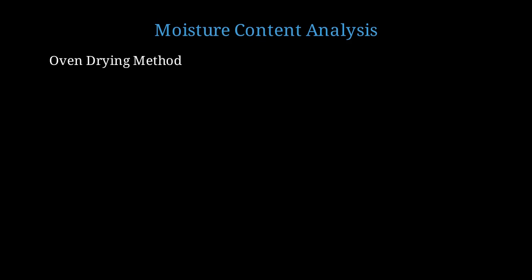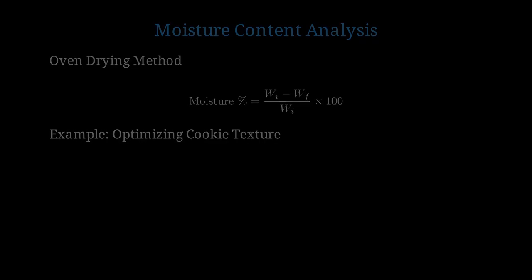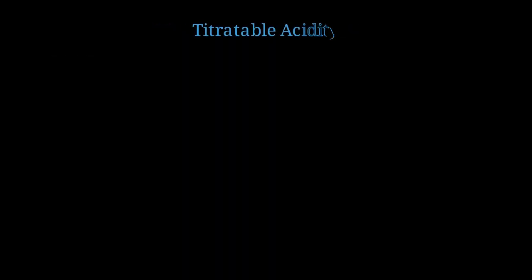Weigh the sample, dry it at 100 to 105 degrees Celsius until constant weight, then reweigh. Moisture percentage equals initial weight minus final weight divided by initial weight times 100. Cookies with 5% moisture are crispy. 8 to 10% gives chewy texture. Above 12%, cookies become soft and cake-like. Testing guides recipe adjustments.